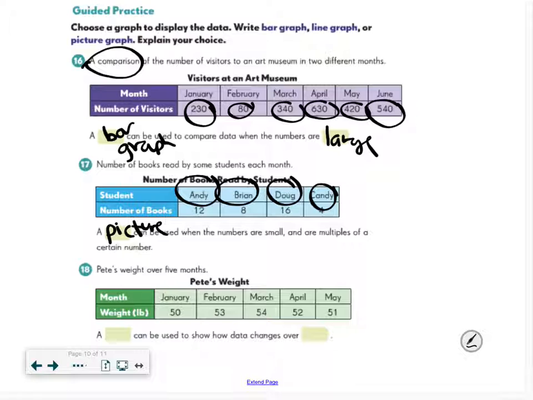Last one is Pete's weight over 5 months. So it's over time, it's the months, and it's how his weight is changing. So I think that would be a line graph, okay?